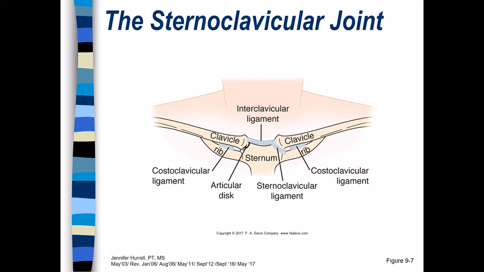So, we've got an indicator as to where the disc is here, but it's not terribly obvious in the picture. So the disc is handy. It actually functions as a little shock absorber. So if we fall on an outstretched arm and we use our arm to break our fall, right, the force goes up the arm, and ultimately it kind of ends at that SC joint, and the articular disc can absorb some of that shock.